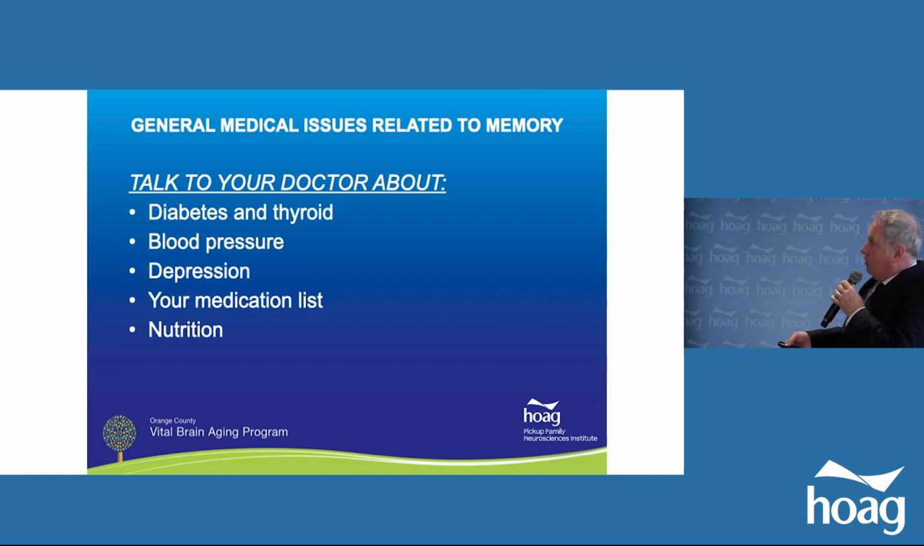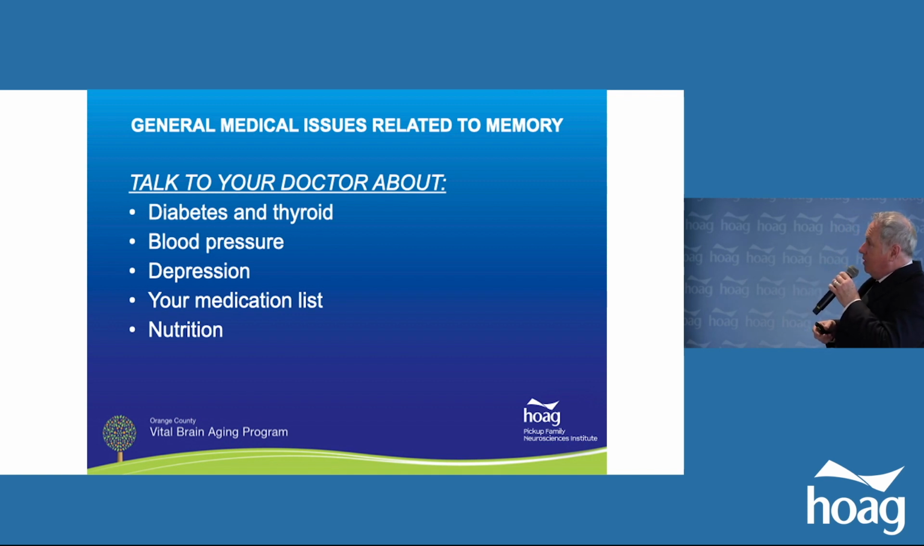Diabetes is a very strong risk factor for Alzheimer's disease, that's why I put that on. Thyroid, too high or too low, affects memory. Blood pressure, too high or too low, can be a problem. Chronic high blood pressure seems to cause buildup of plaque in the arteries, and that contributes to dementia. Low blood pressure, especially as you get older, causes not enough blood to go to your brain, and that causes malfunction of the brain.